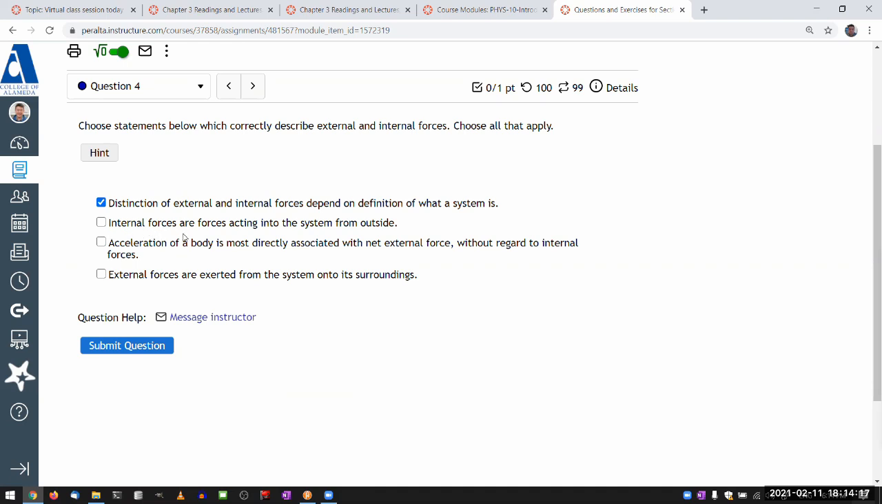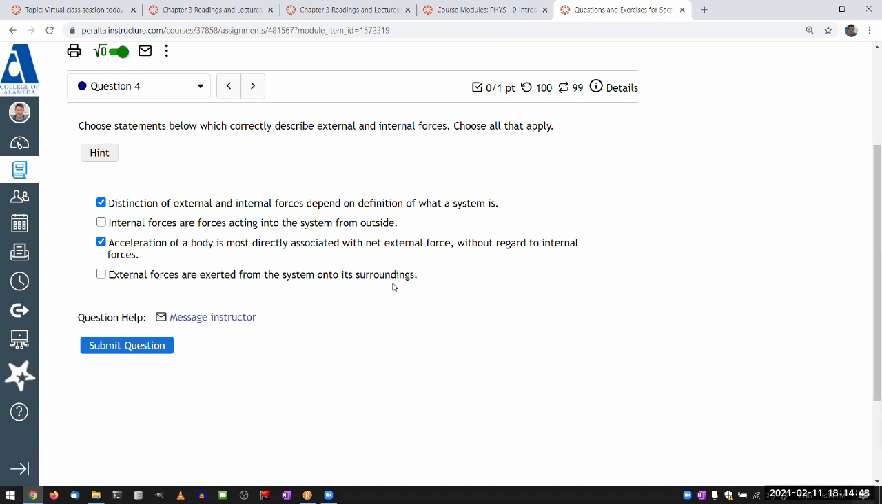Internal forces are forces acting into the system from outside. That doesn't sound like it. That sounds external to me. Acceleration of a body is mostly directly associated with the net external force without regard to internal forces. Actually, yes. And this is what I want you to demonstrate with the help of a simulation. External forces are exerted from the system onto its surroundings. Yeah, this one I put here to confuse you.